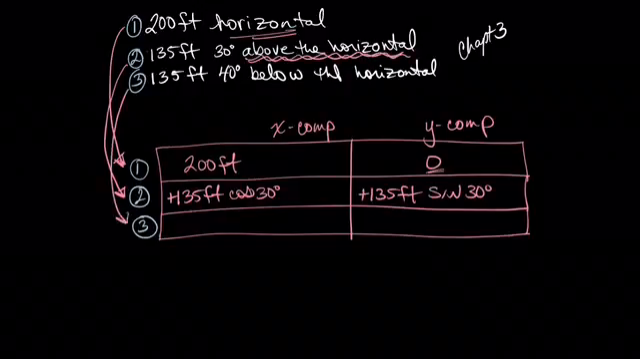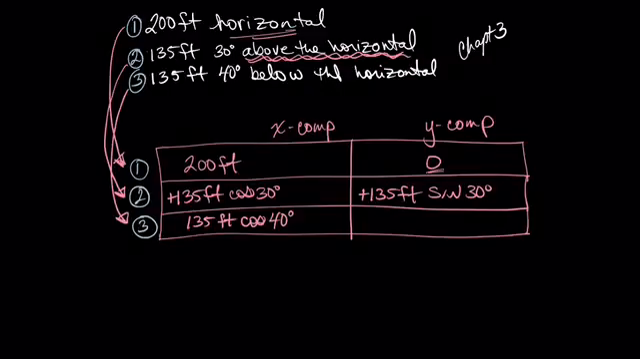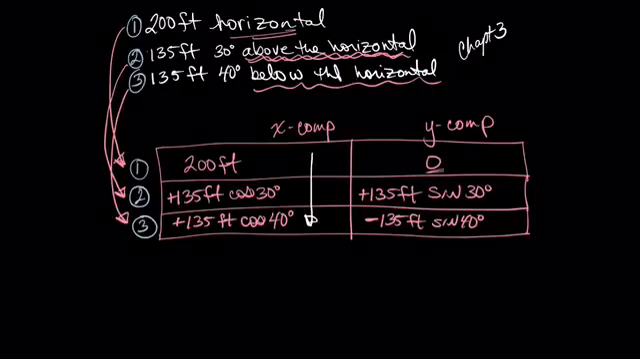So as I do that, I may need to use trig functions. So I need to be mindful that I have the correct trig function for each component. And then I also need to be careful that I have my positive and negative signs correct based on the direction that the vector's headed.